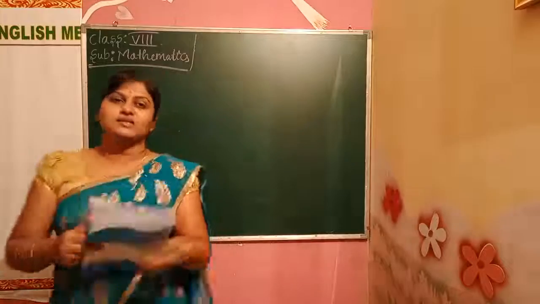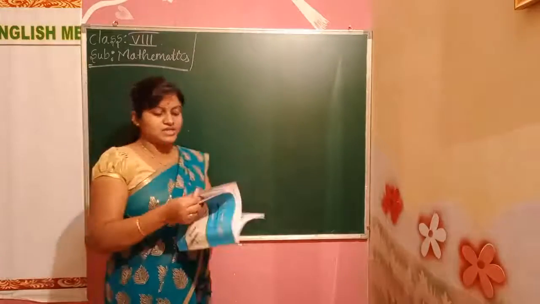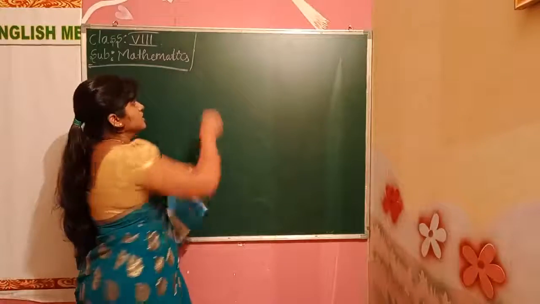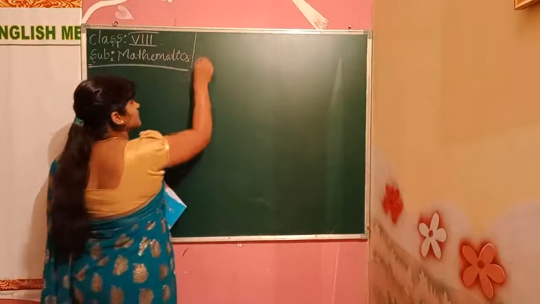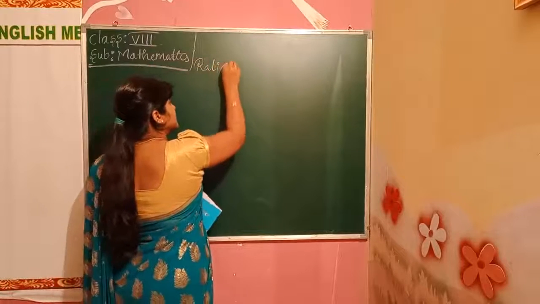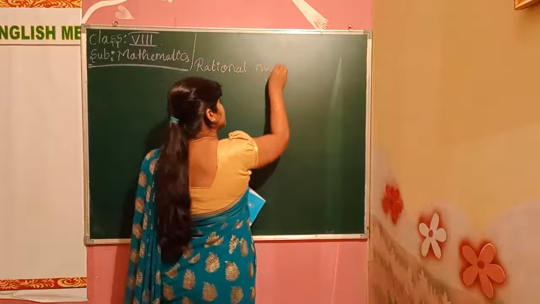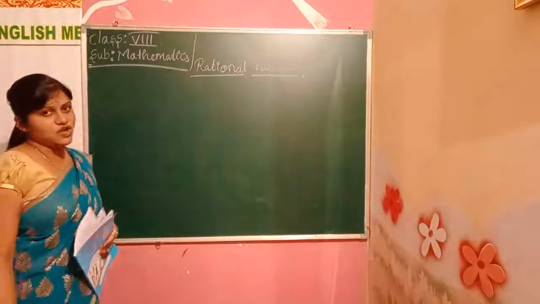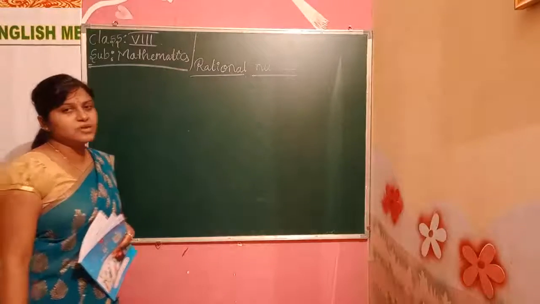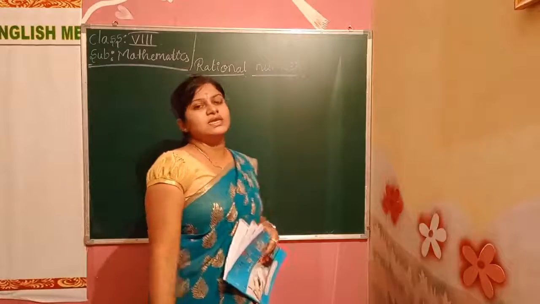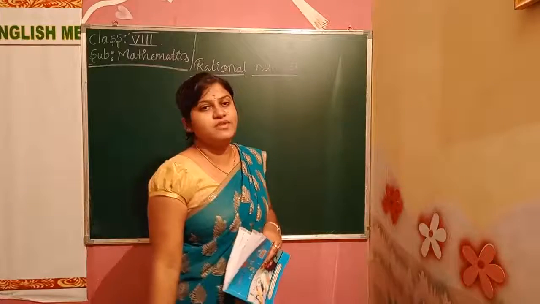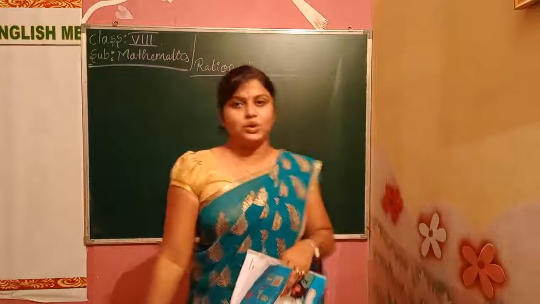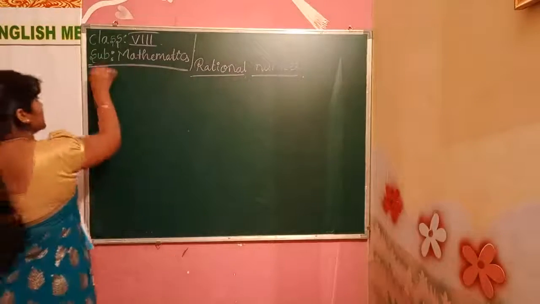In the previous class, children, we studied the closure property. Which chapter are we doing, children? Rational numbers. I told you the definition of a rational number. What is the definition of a rational number? A rational number is also an integer, but in the fraction form, it will be p by q, and q is always not equal to 0. Now the properties we studied.